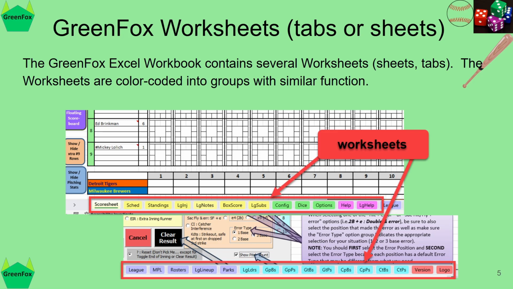In GreenFox, I've color-coded them in groups. You can see GreenFox has many sheets, over 20 of them, and they're somewhat named so that you can understand what they are. Some are a little cryptic, but when I refer to sheets, tabs, or worksheets, they're all referring to these different areas of the spreadsheet that contain different types of information.